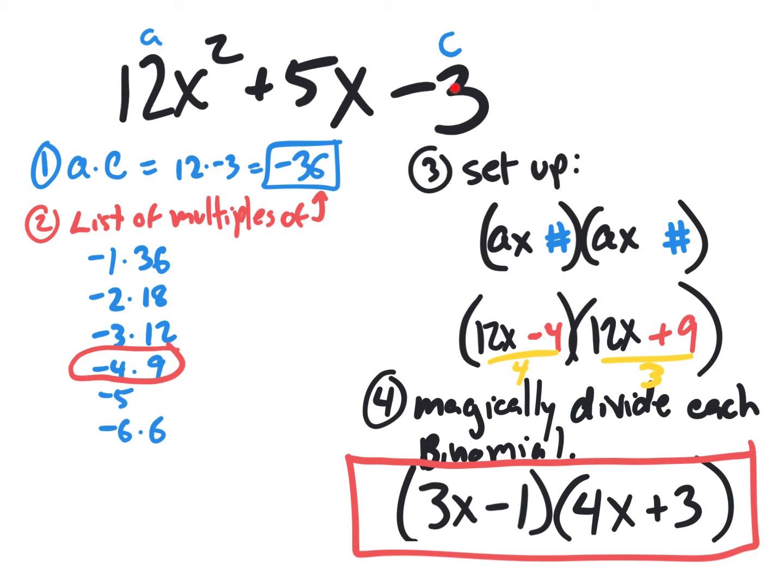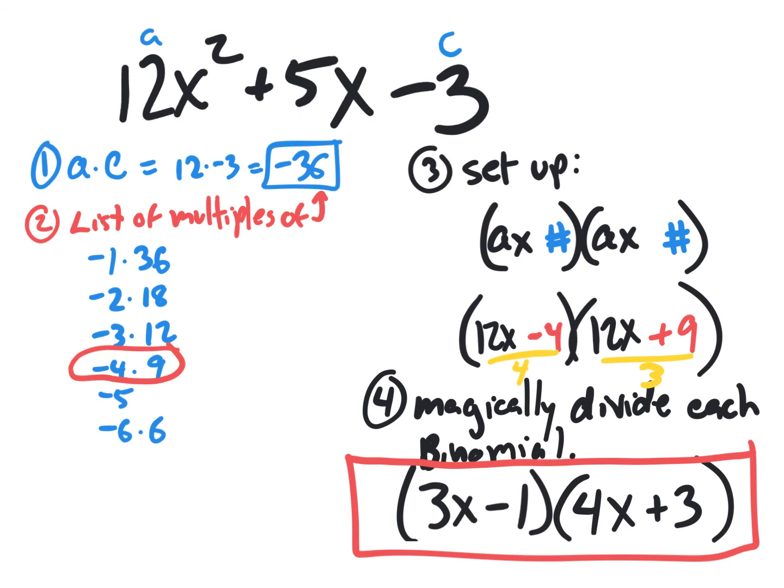Step 1, multiply a times c, get a number. Step 2, make a list of the multiples of this number. There it is, there's my list. See which pair gives you the middle value b. And then the third step is to set this up. Take those numbers, put them right there where the number symbols are at. The ax, simply your a value with x, 12x on both of them. Step 4, magically divide each binomial by whatever you can, and you get to your final answer.